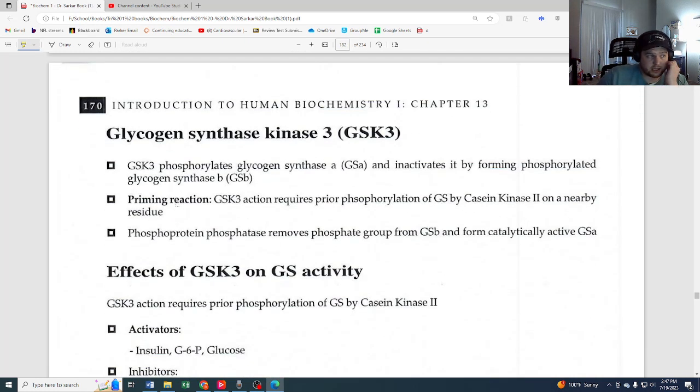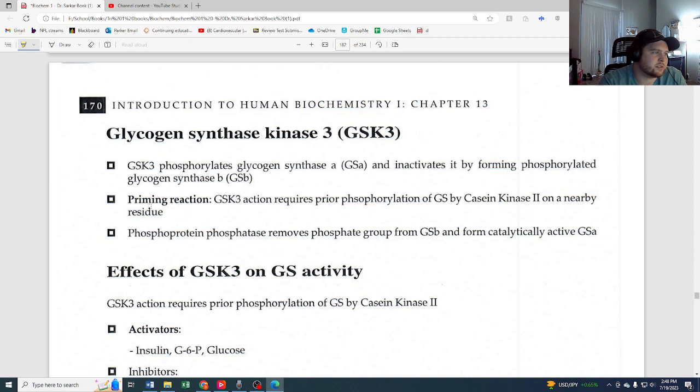Glycogen synthase kinase 3, GSK3. GSK3 phosphorylates glycogen synthase and inactivates it by forming phosphorylated glycogen synthase B. The primary reaction of GSK3 action requires prior phosphorylation of GS by casein kinase 2 on a nearby residue. Phosphoprotein phosphatase removes the phosphate group from GSB and forms catalytically active GSA.